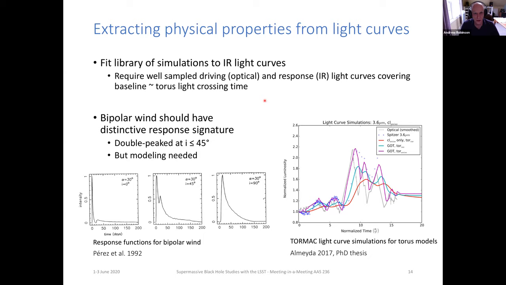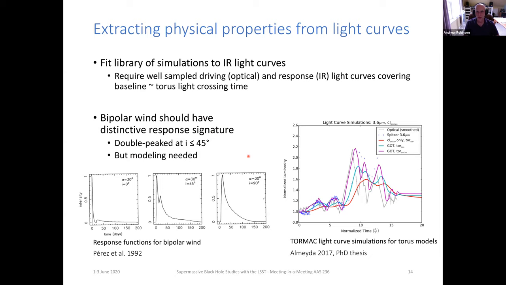I also note that although the models we just looked at were for a wedge-shaped torus, the bipolar wind that is seen in mid-infrared interferometry observations should itself have a distinctive response signature. In particular, you'd expect a double-peaked response at angles less than about 45 degrees. But we need to do more modeling to understand properly the details.